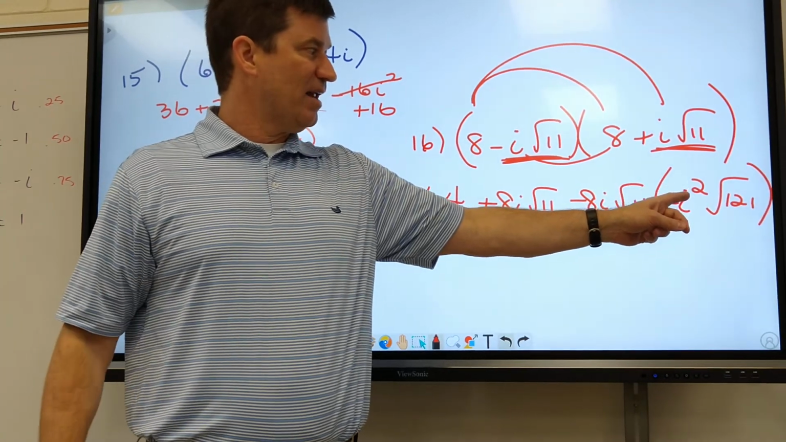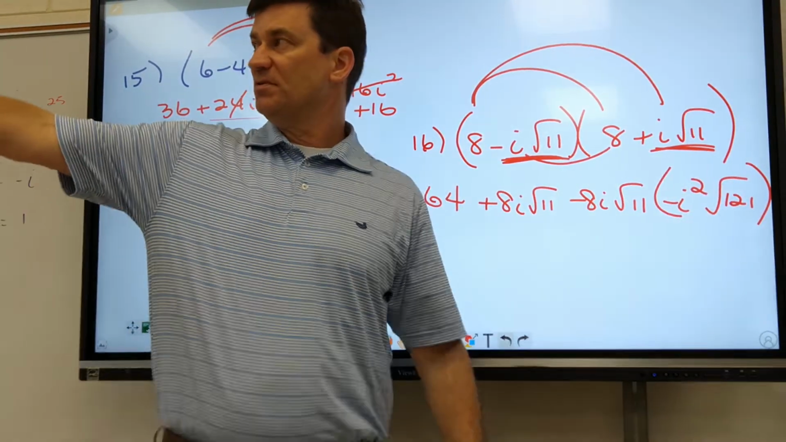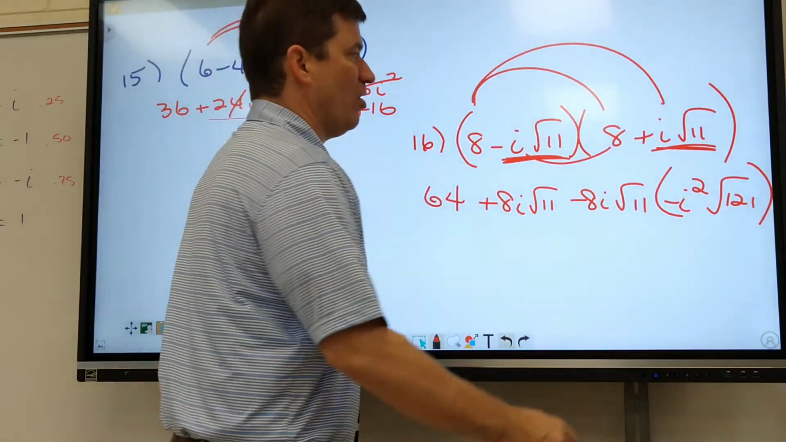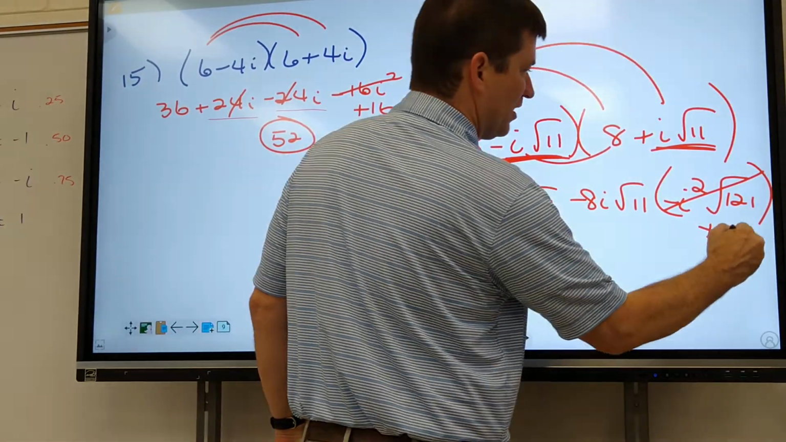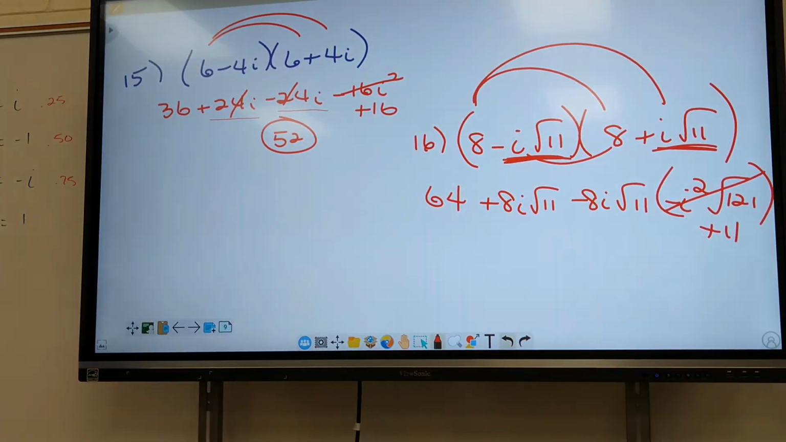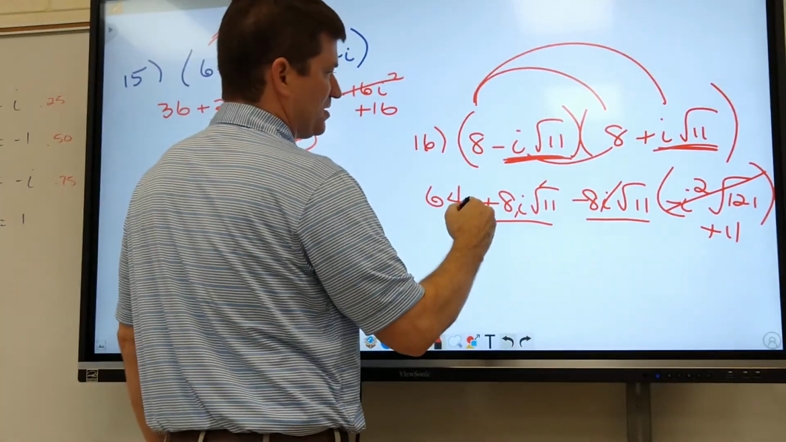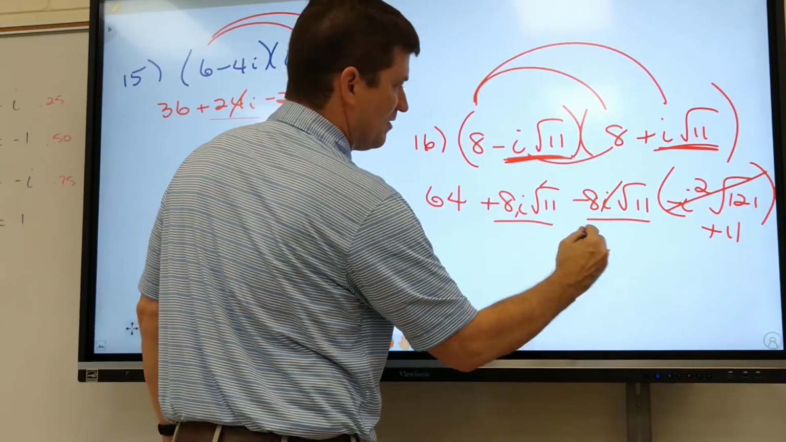So that's like a negative times a negative. That's going to be a positive. And what's 121 turn into? So all of this on the end is just positive 11. What happens in the middle with a plus 8i and a minus 8i? They cancel. 64 plus 11 is 75.